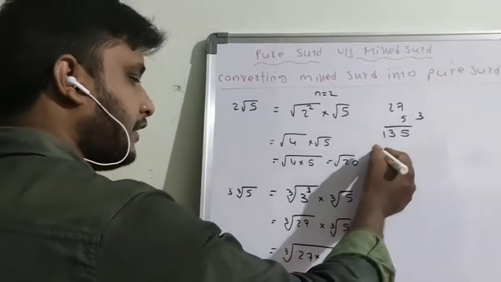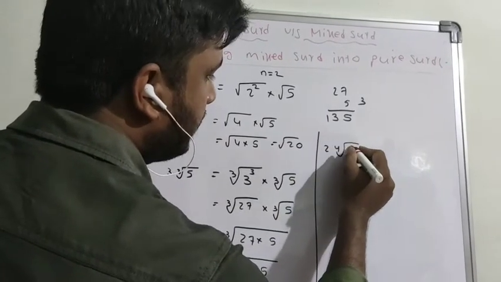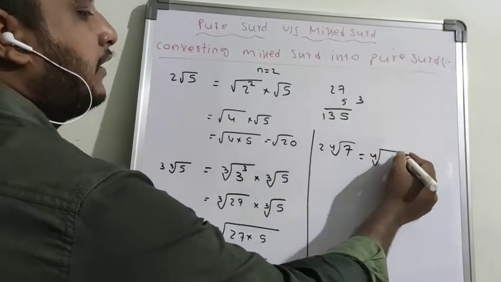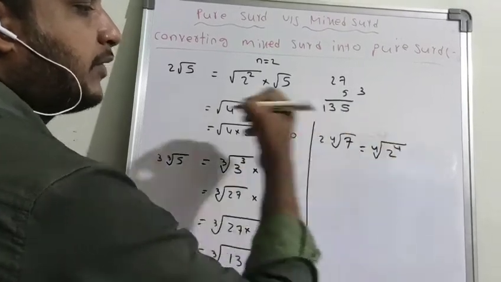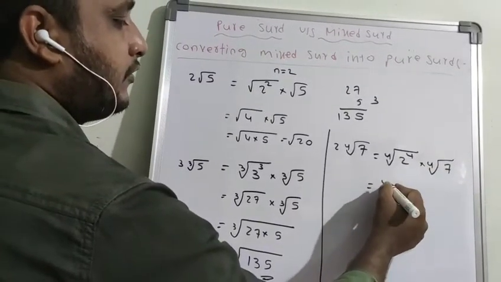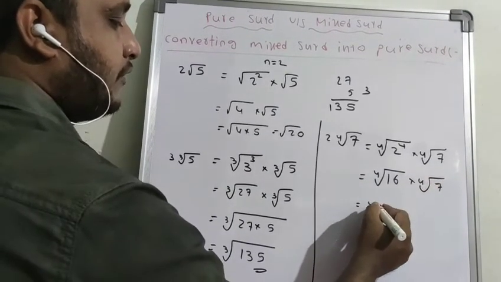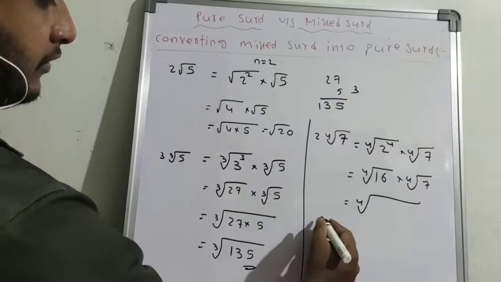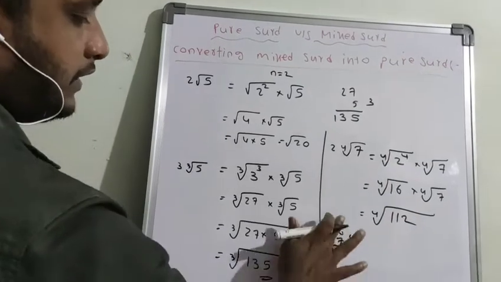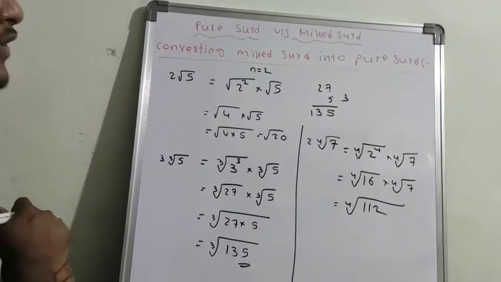And we can take one more example. Say for example, 2 into 4th root of 7 is there. So how to do it? First, we have to take the 4th root, and 2 power 4, so 4th root of 2 power 4 into 4th root of 7. The 4th root of 2 power 4 is nothing but 16, into 4th root of 7. Then 16 times 7 is 112. So we can write 4th root of 112. So this is the way you have to convert a mixed surd into a pure surd.